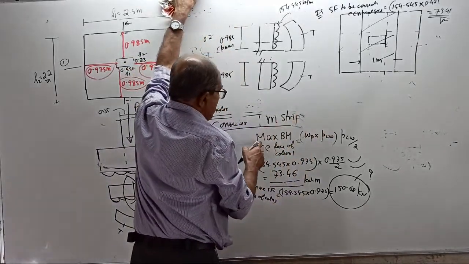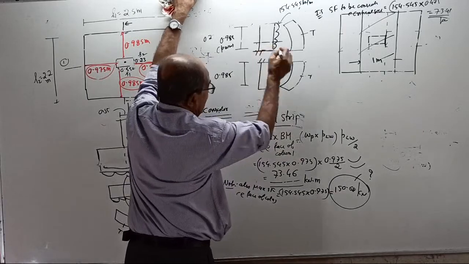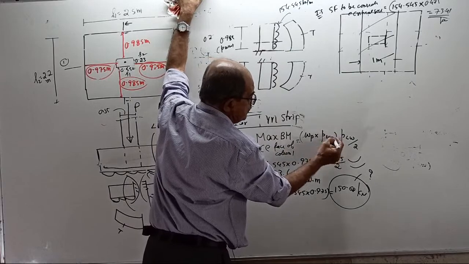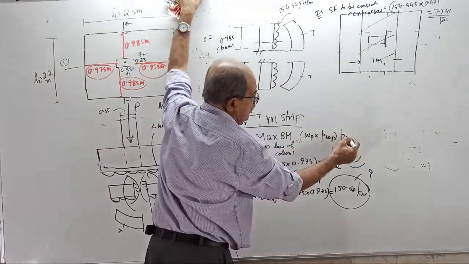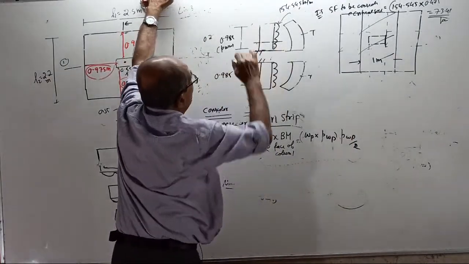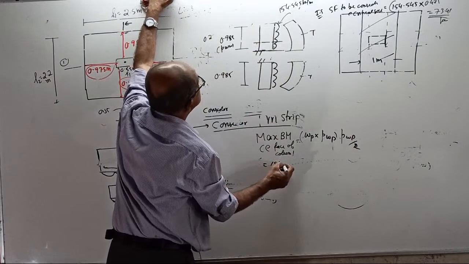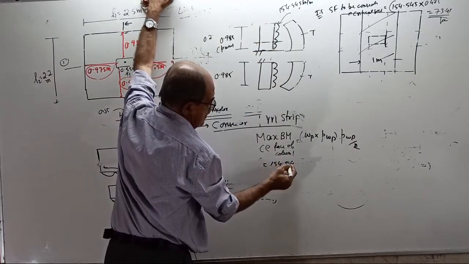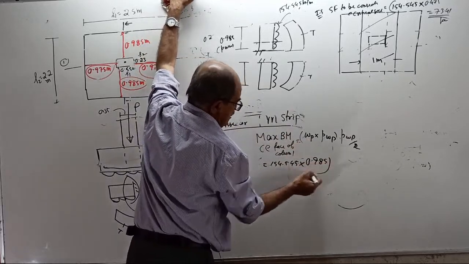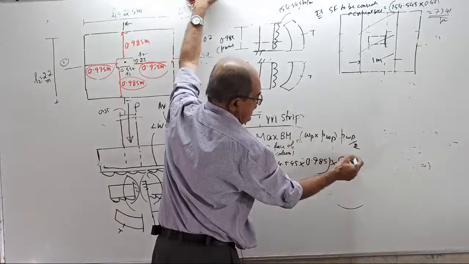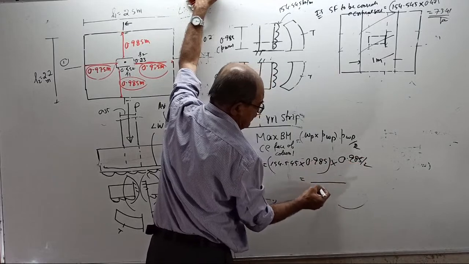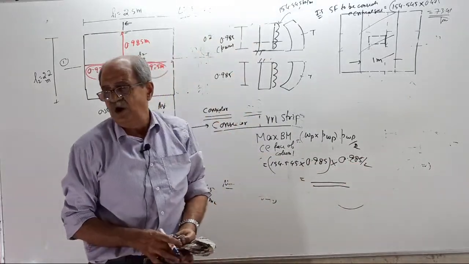Once again, find the maximum BM at the face of the column here. w_p into widthwise projection squared by 2. If you calculate, it will come: 154.545 into 0.985, close the bracket, into 0.985 by 2 will give you the maximum BM for widthwise bending. Answer. Don't give a wrong answer.